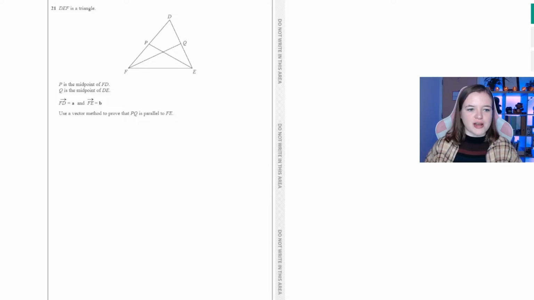DEF is a triangle. P is the midpoint of FD. And then Q is the midpoint of DE. F to D is A, and F to E is B. Use a vector method to prove that PQ is parallel to FE. Right, so let's put these ones on first because they're given to us. Let's whack them on the diagram. Can't hurt, right? So F to D, that's that one there, so that's A, and F to E, that's that one there. That's B.